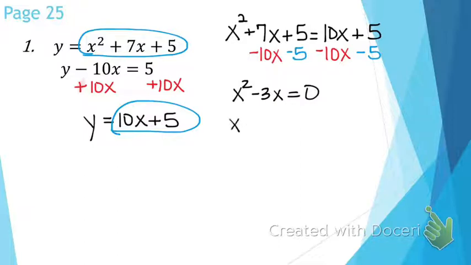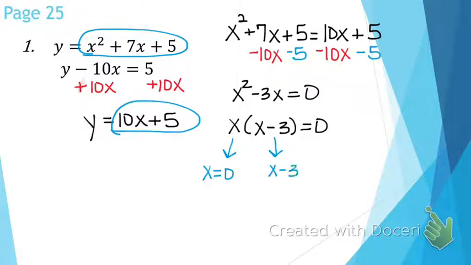So that gives me x times x minus 3. So we're going to set these both equal to 0. So x equals 0 and x minus 3 equals 0. So this one is different because we will actually have 2 answers.